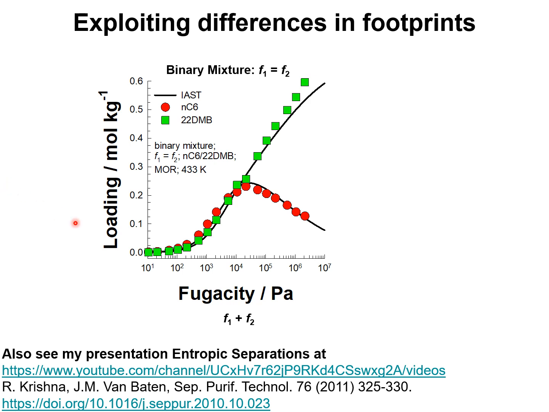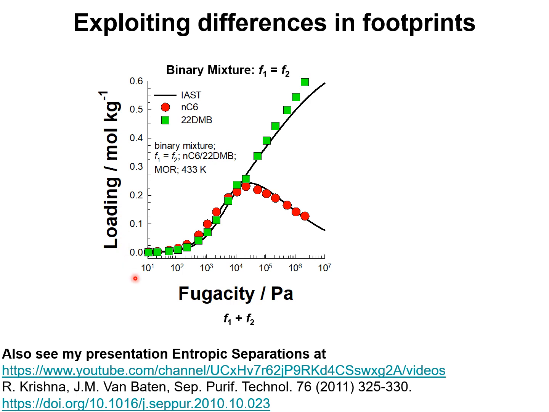The differences in the footprints of the hexane isomers can be exploited to realize separations. To demonstrate that, we carried out configurational bias Monte Carlo simulations for a binary mixture of normal hexane and 2,2-dimethylbutane in mordenite at a temperature of 433 Kelvin.